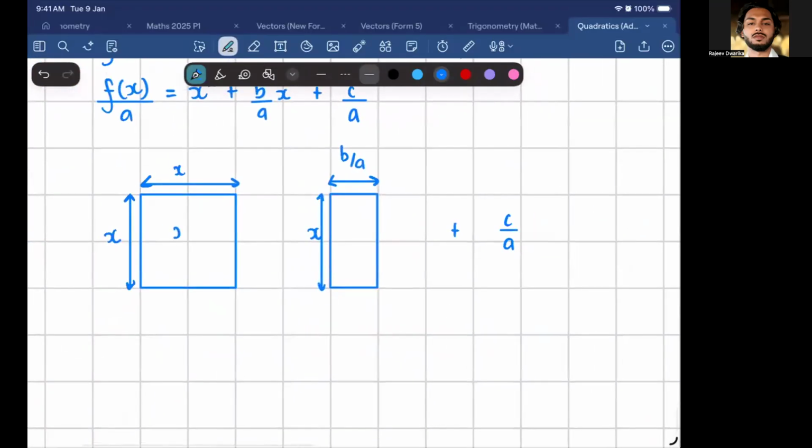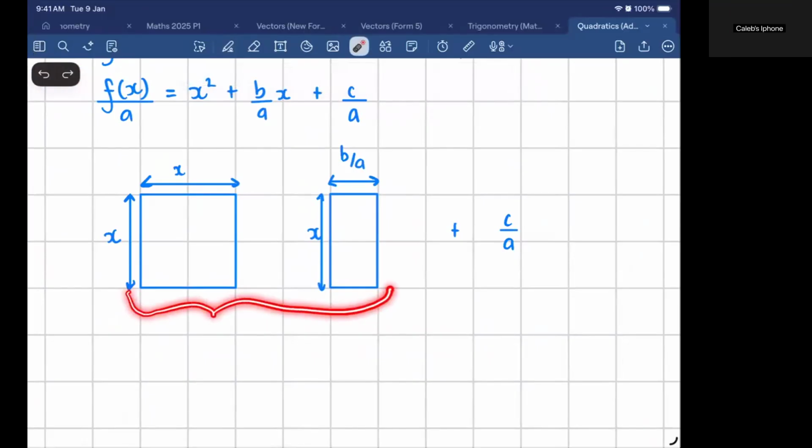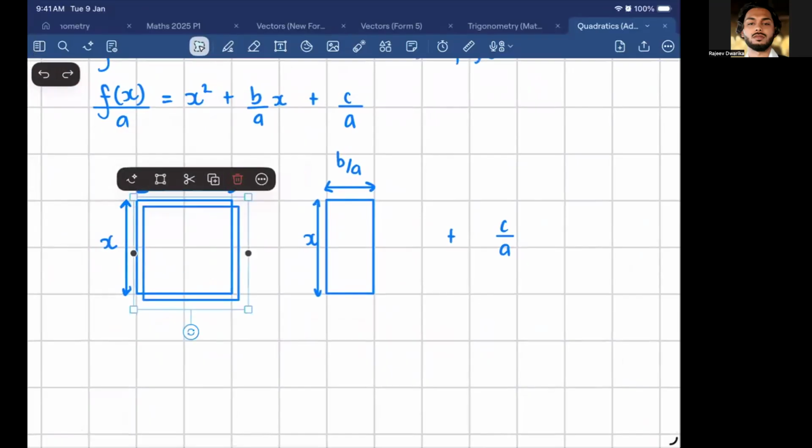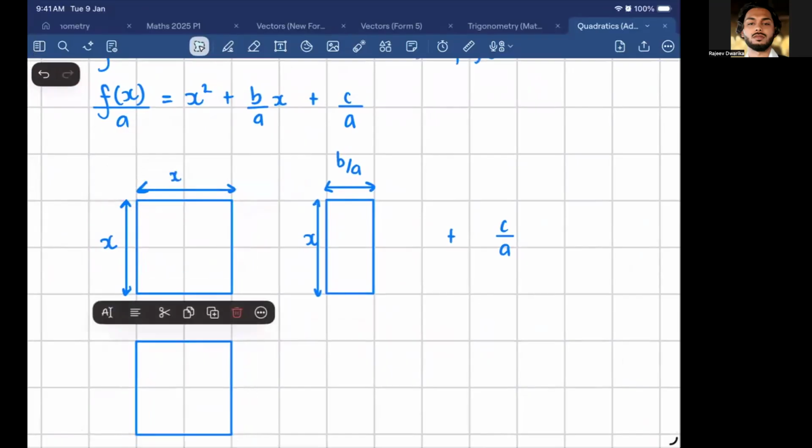All right. So this area is x squared, and if you were to find this area, it would be b over a times x. Okay, so Caleb, you see these two shapes here? Yes, sir. We need to figure out how we're going to make our square with those two shapes. So I'm going to put down this shape here, and this shape over here.